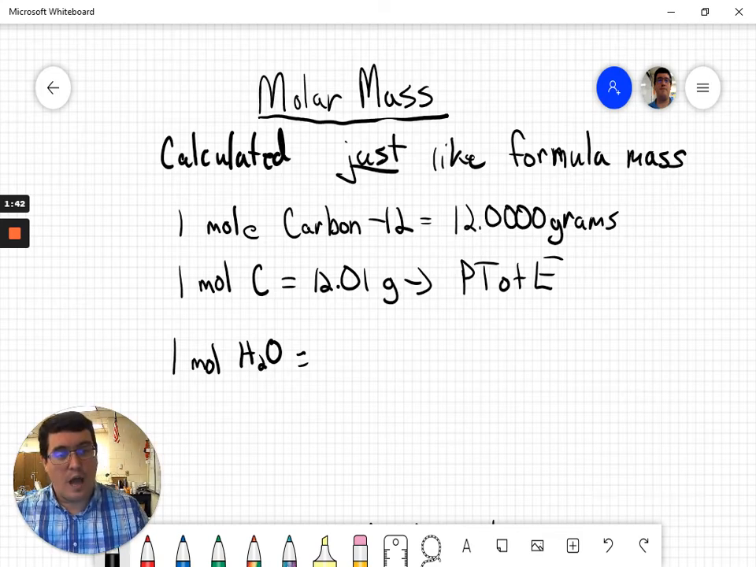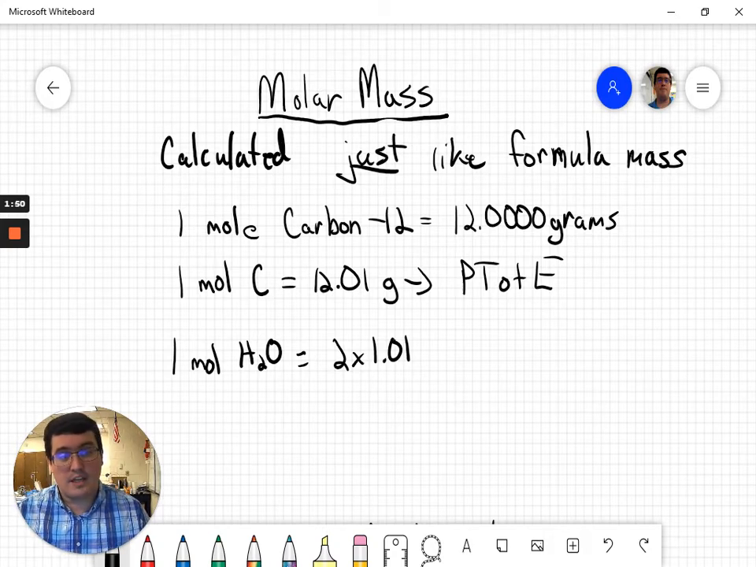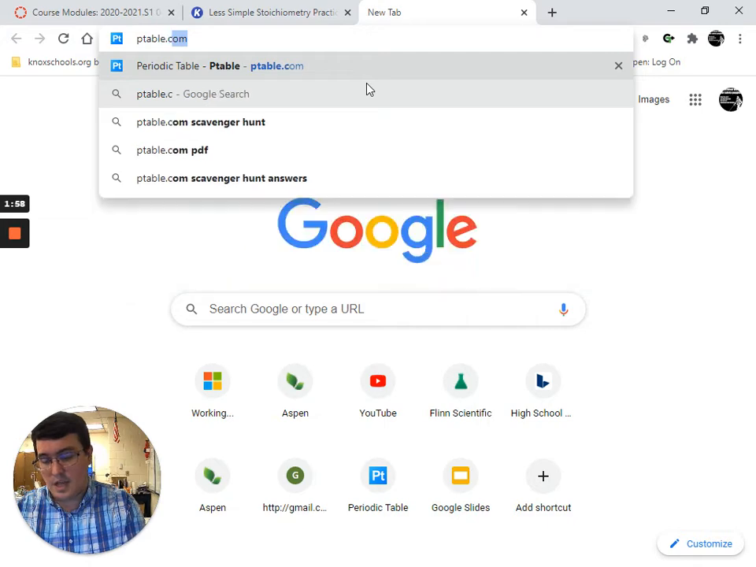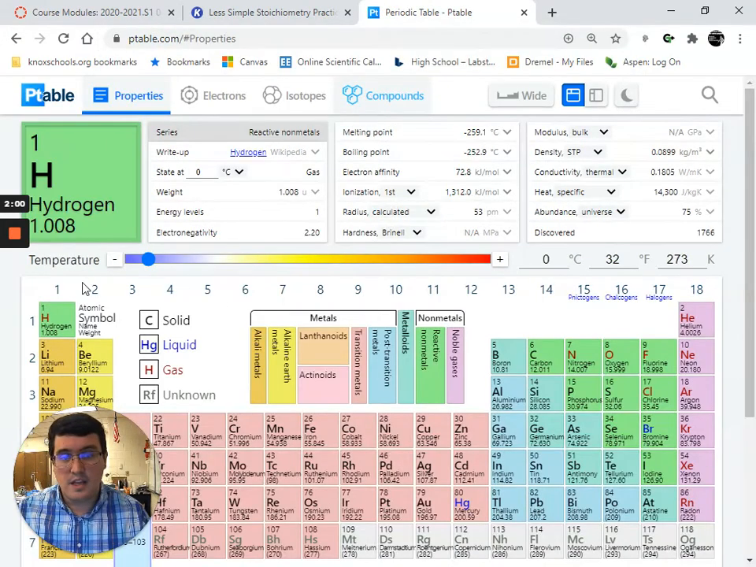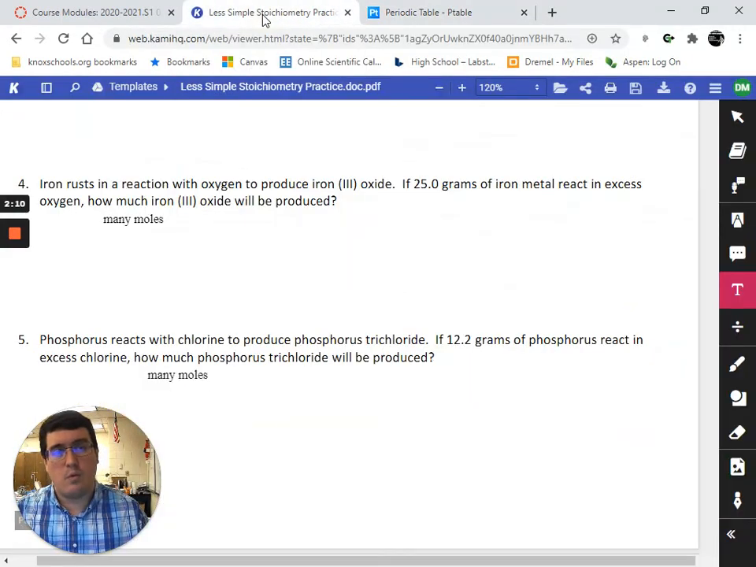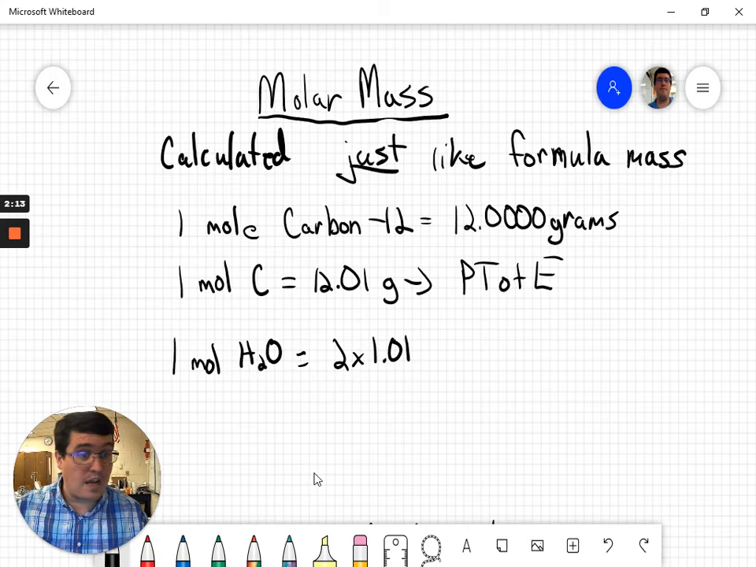So there are 2 hydrogens there, so 2 times 1.01, which we get off the periodic table for hydrogen. And by the way, if you need a periodic table, go into Google Chrome and go to ptable.com. There's hydrogen right there. The problem with this periodic table is that hydrogen has 3 decimal places. You only need 2, so we round to 1.01. If you use my periodic table that I handed out, it's already rounded to 2 decimal places.